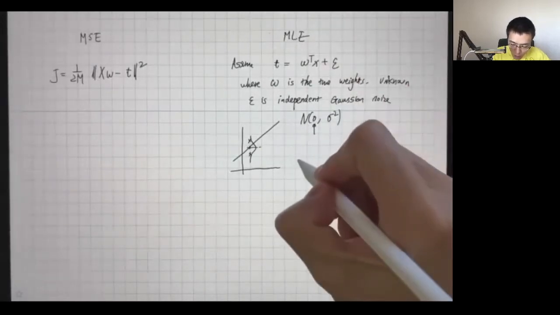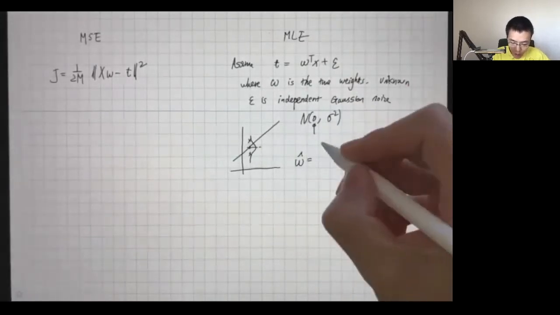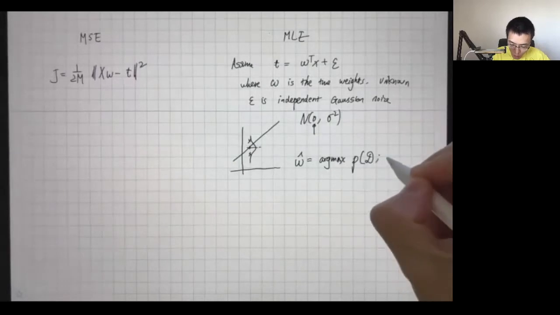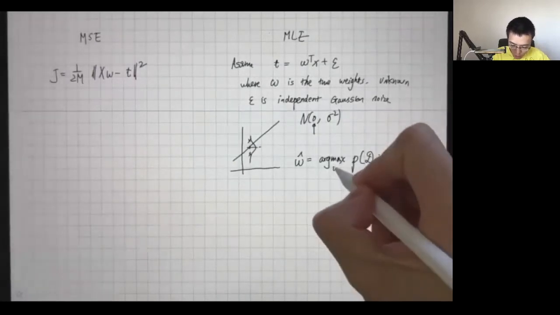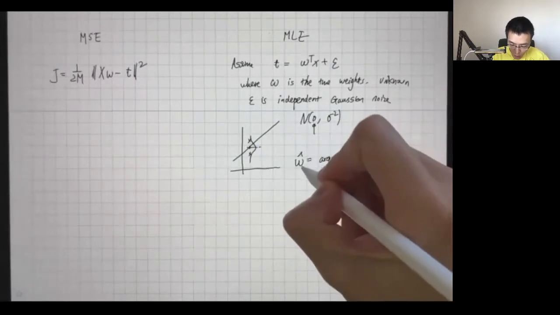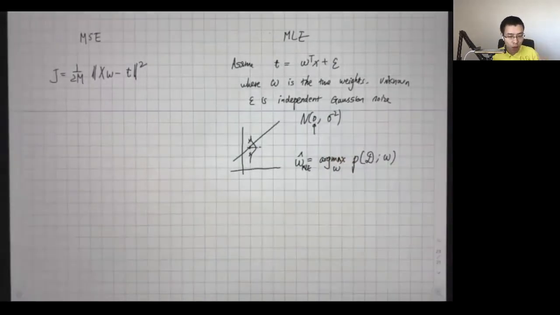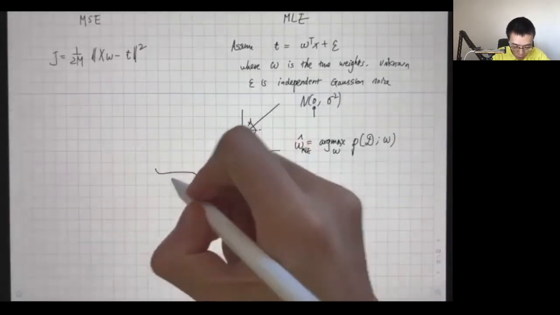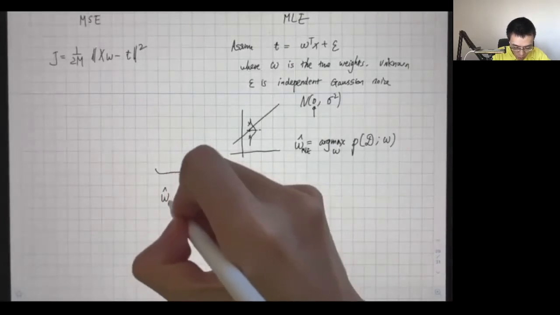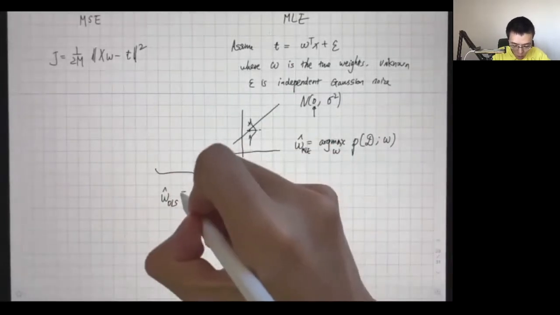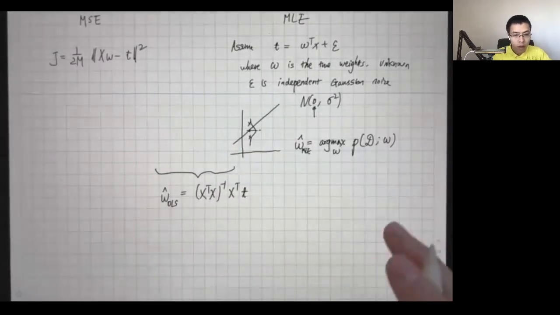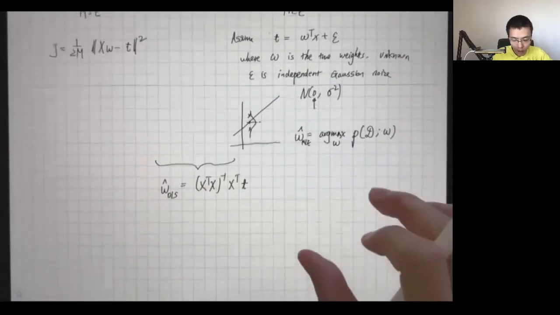Then W is the argmax of the likelihood of my data parameterized by my W. This is my W hat, the MLE estimate: I choose such W that makes my data as likely as possible. And we showed that they are actually equivalent. We have a closed form solution, W hat, sometimes called ordinary least squares, which is (X transpose X) inverse X transpose T. So this is what we learned in the last lecture.